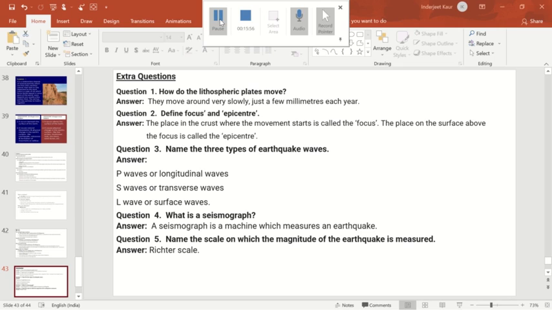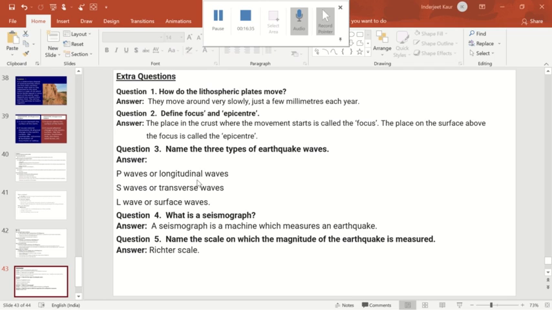Now, we will discuss the extra questions. Question number 1. How do the lithospheric plates move? They move around very slowly, just a few millimeters each year. You remember I told you that the Indian plate is moving towards the Eurasian plate a few millimeters each year. Next question, define focus and epicenter. The place in the crust where the movement starts is called the focus, and the place on the surface above the focus is called the epicenter.